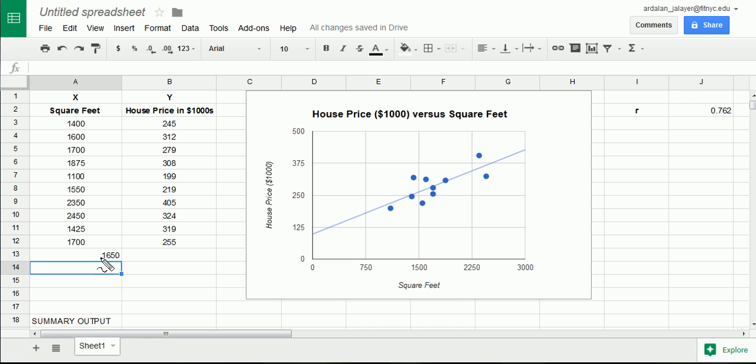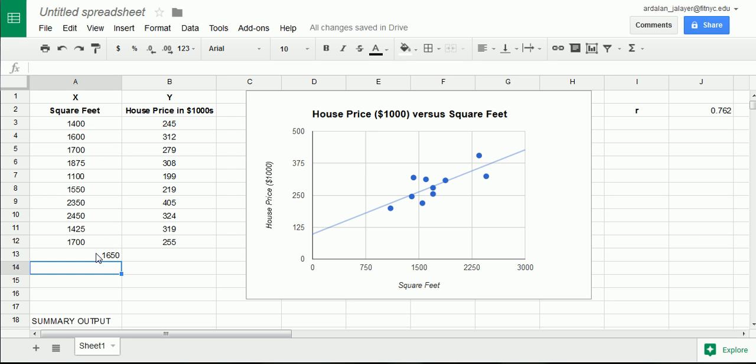Okay, now is it within the range of the houses that we've studied? Yeah, the smallest house was 1,100 square feet, and the largest house was 2,450. So 1,650 is in that range. So we're fine making predictions about houses within the range of our X variable.